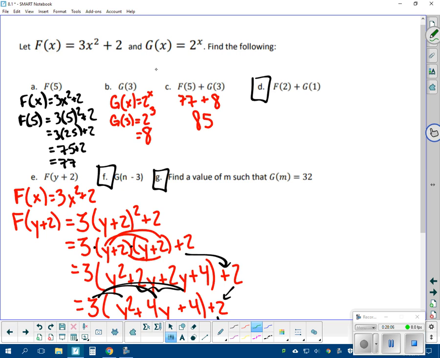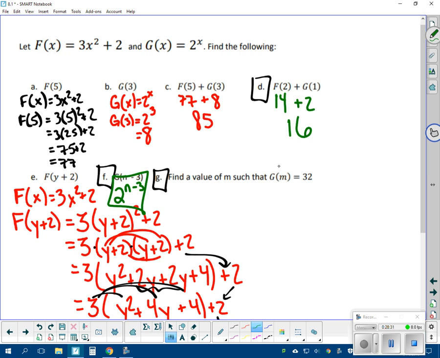Okay, f of 2, you plug 2 into the f function. 2 squared is 4, 4 times 3 is 12, 12 plus 2, 14. And then plug 1 into the g function. Well, 2 to the first power is just 2, so you should have got 16 there. G of n minus 3, remember, you're just taking the x out and replacing it with n minus 3, and that's all you can do. You can't simplify that any further.